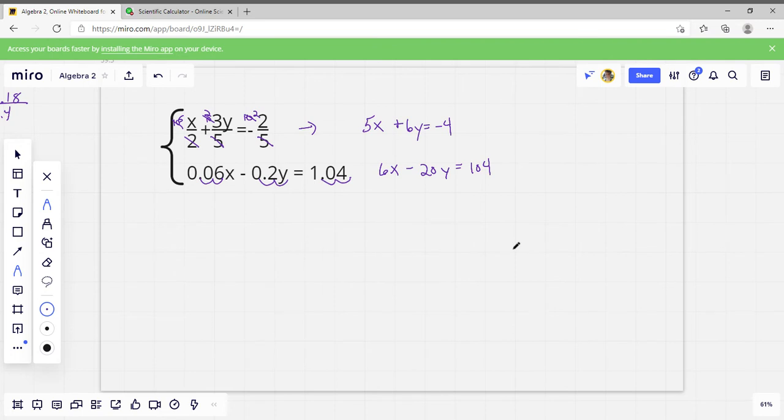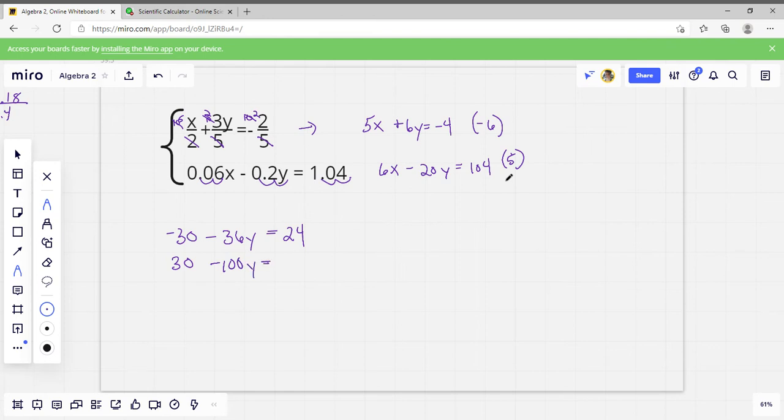All right, now I can use elimination to solve this. So I'm going to multiply this one times negative 6 and this one times 5. So negative 6 times 5 will be negative 30. And 6 times 6 is 36, minus 36y equals 6 times 4 is 24. And then this one I'm going to multiply times 5. 6 times 5 is 30. And then 5 times 20, 5 times 2 is 10, that would be 100, negative 100.